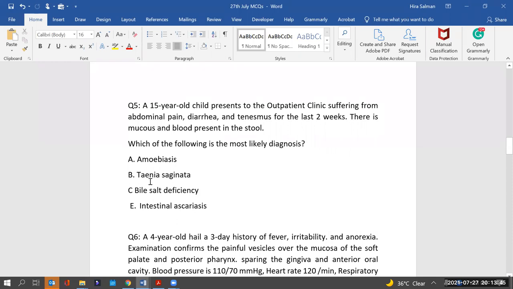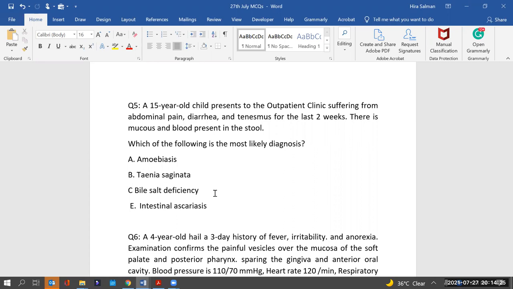Now, do you think it's amoebiasis? Or Taenia saginata infection, or intestinal ascariasis, or bile salt deficiency? In order to say bile salt deficiency, you have to have LFTs in your hand. You cannot say something like that. The presentation should be upper quadrant pain, but here it's nothing like that. So you can never say bile salt deficiency, and there would be steatorrhea. Steatorrhea is a very common presentation in bile salt deficiency, because emulsification is not there, and you will find the stools very fatty, with lipid droplets. That would be very obvious in the presentation, which is not here.